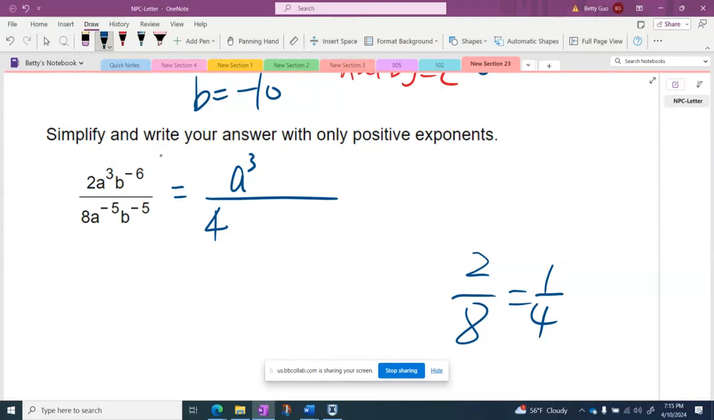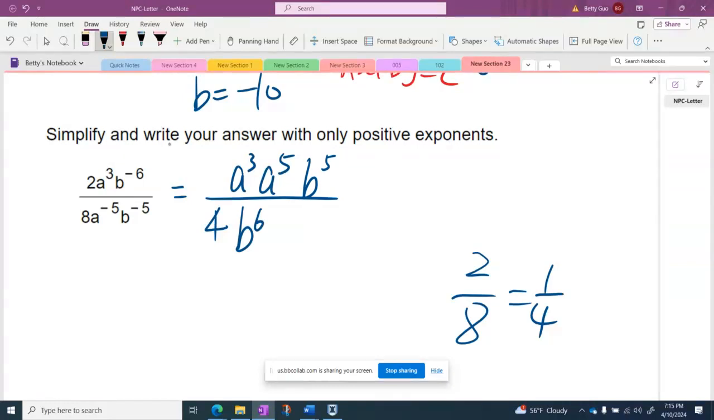So here, I'm going to change a to the power of negative 5 in the denominator to a to the power of 5 in the numerator. I'm going to change b to the power of negative 6 in the numerator to b to the power of positive 6 on the denominator. B to the power of negative 5 in the denominator, change it to b to the power of positive 5 in the numerator.